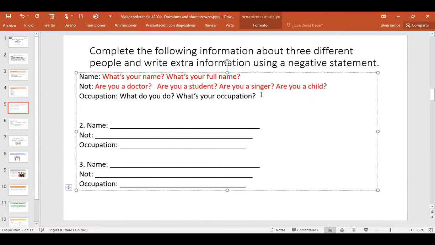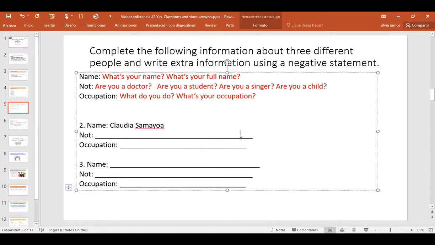And the last one is, what do you do? So what do you do, Claudia? I am a teacher. So I'm going to put here, right, name, Claudia. What's your last name, Claudia? My last name is Samayoa. Samayoa, very good.